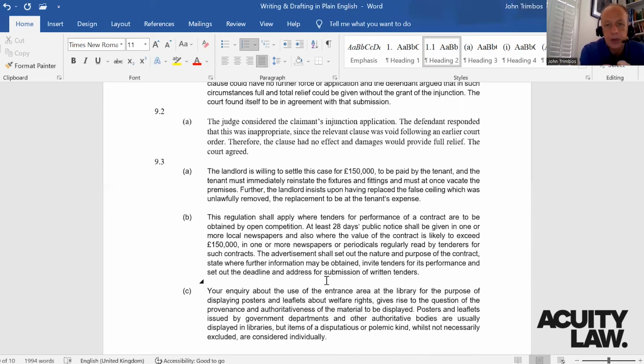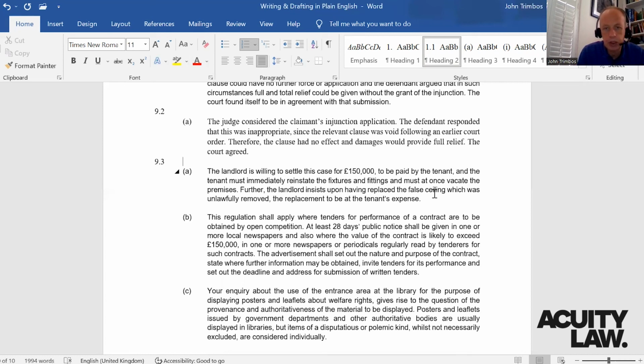And oddly enough, there is an ambiguity in the second sentence on screen there. Further, the landlord insists upon having replaced the false ceiling which was unlawfully removed, the replacement to be at the tenant's expense. Yeah, replaced by whom? Well, that's the passive voice, isn't it? So typically in group seminars, I tend to get a 50-50 split of opinion. So half the people interpret that as just paying the cost of reinstating the false ceiling. The others interpret that as the tenant having to arrange a builder to come in with the landlord's consent and reinstate the false ceiling. And I don't think I can really say which.